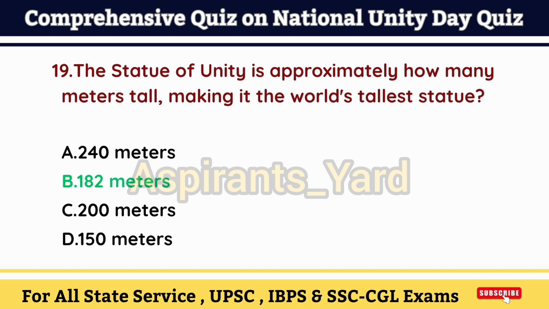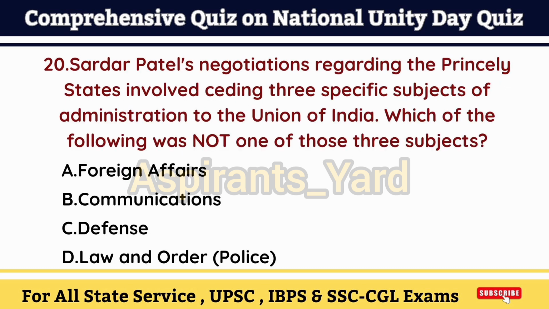Next one, the Statue of Unity is approximately how many meters tall, making it the world's tallest statue? Answer is 182 meters. Last question of the series, Sardar Patel's negotiations regarding the princely states involved ceding three specific subjects of administration to the Union of India. Which of the following was not one of those three subjects? Answer is law and order.